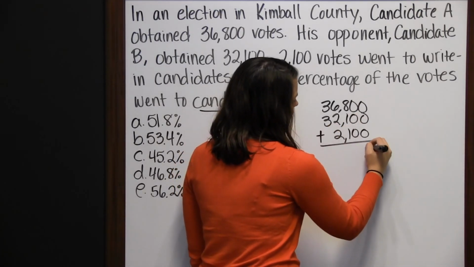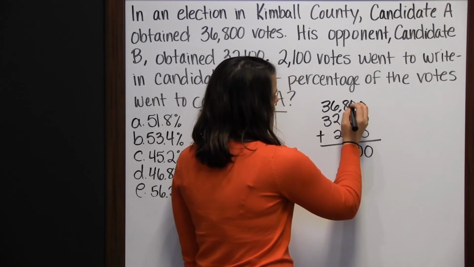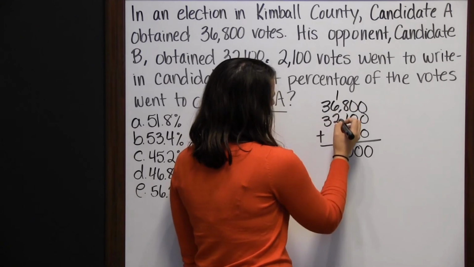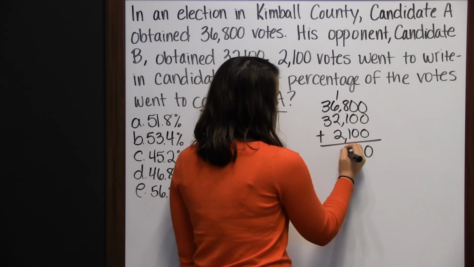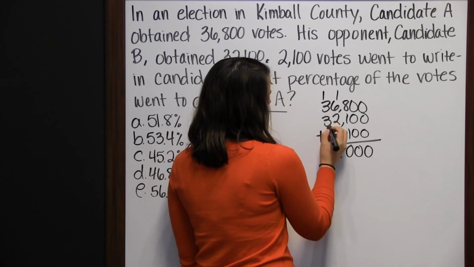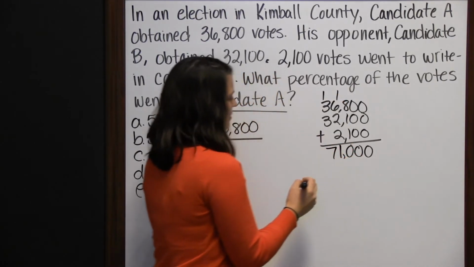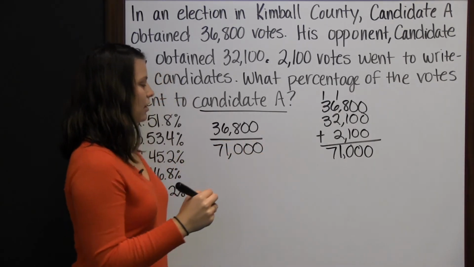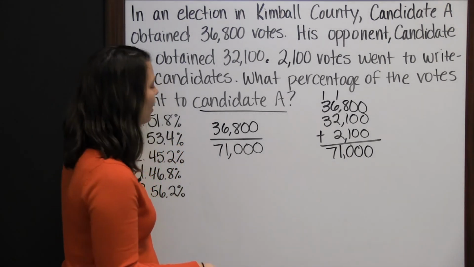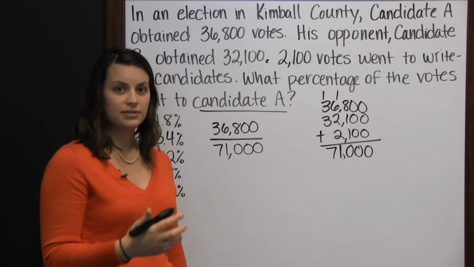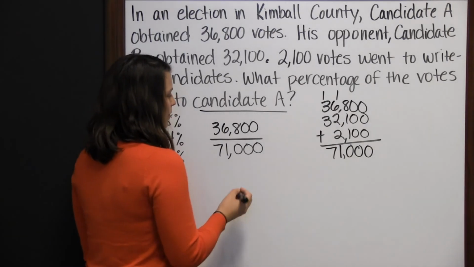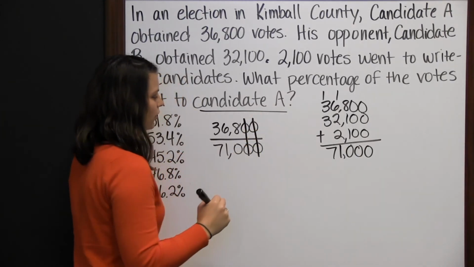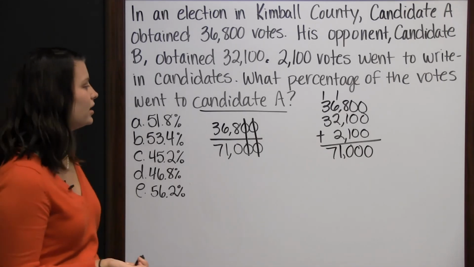So we're adding, those are 0, and again we get 0. Then we have 8, 9, 10, so that's a 0, carry the 1. We have 6, 7, 8, 9, 10, 11, carry the 1. And we have 3, 6, 7. So that means there were a total of 71,000 votes. Now to find our percent, we need to divide. That'll give us our decimal, which will then change into a percent. But before I divide, I'm going to first simplify this fraction by canceling two zeros. And now my division will be a lot easier.